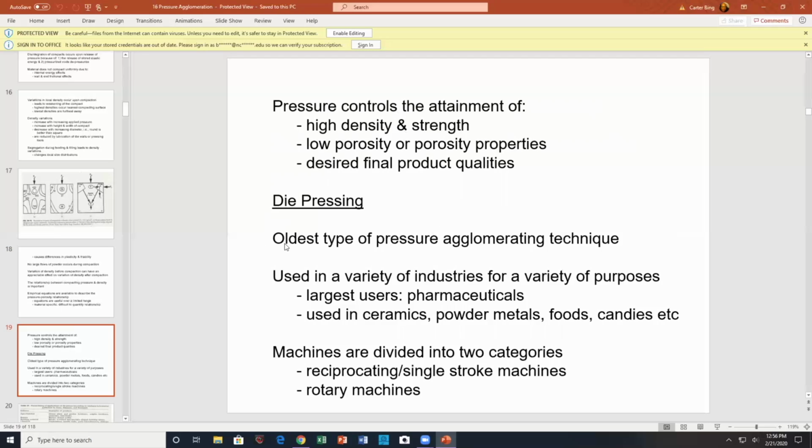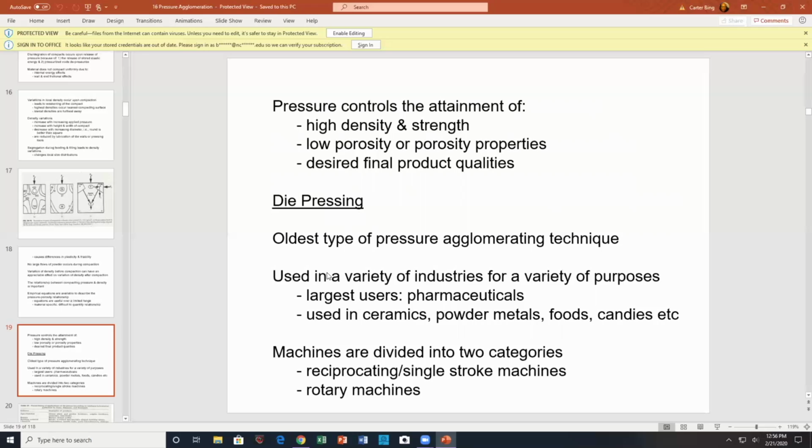Die pressing, the oldest type of agglomeration technique. Die pressing reminds me of making wine, where you have these villagers stomping grapes into a big vat. And I'm thinking that that's sort of like it. Think how long that's been taking place.